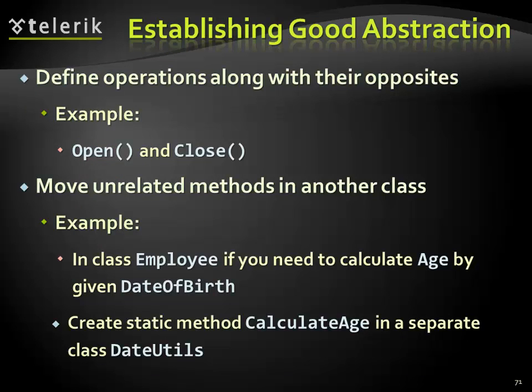So to establish good abstraction, there are other things that help further, like defining operations along with their opposites, and as previously mentioned in this video, using the opposites well together instead of using other words. Like in the example of open and close, instead of dissolve, for example, where dissolve might close the connection, it's always better to call them open and close, so it is clear that they do the opposite of each other. Get, set, load, unload, and other examples I'm sure you can find.